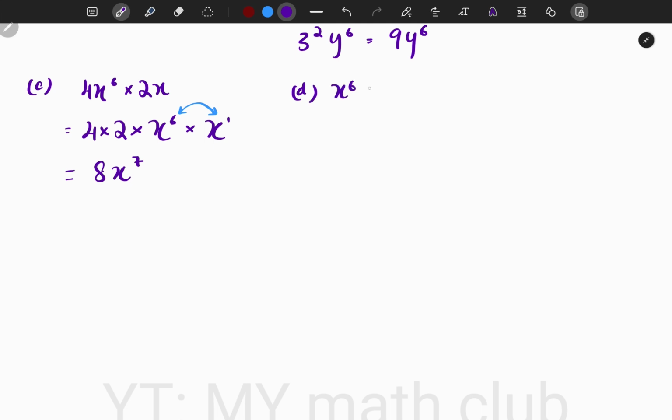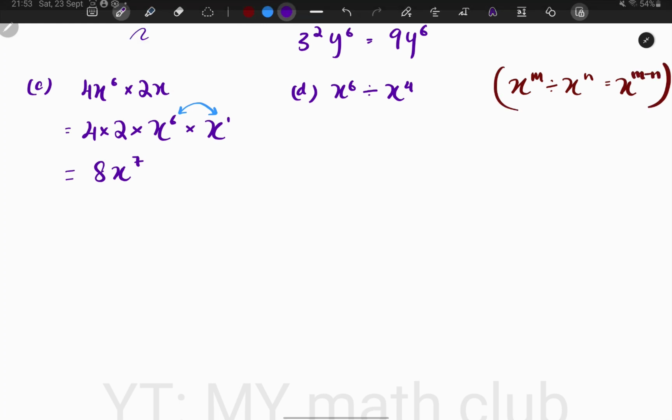Question D. X to the power of 6 divided by x to the power of 4. For this kind of question, we're going to apply the next rule, which is when two numbers of the same base are divided by each other, we're going to take the powers and subtract them. In this case, x to the power of 6 minus 4, which is x to the power of 2.